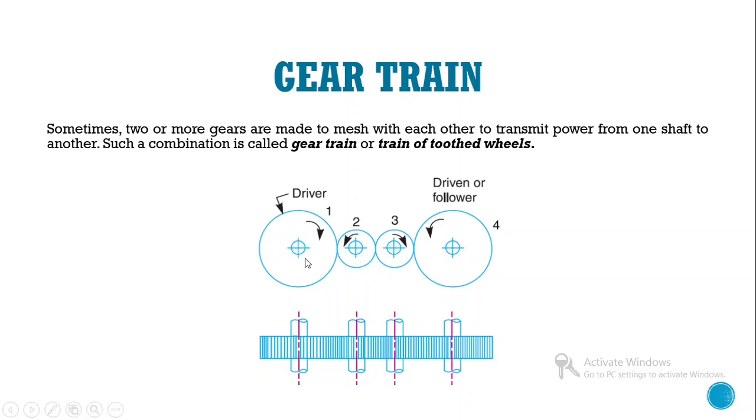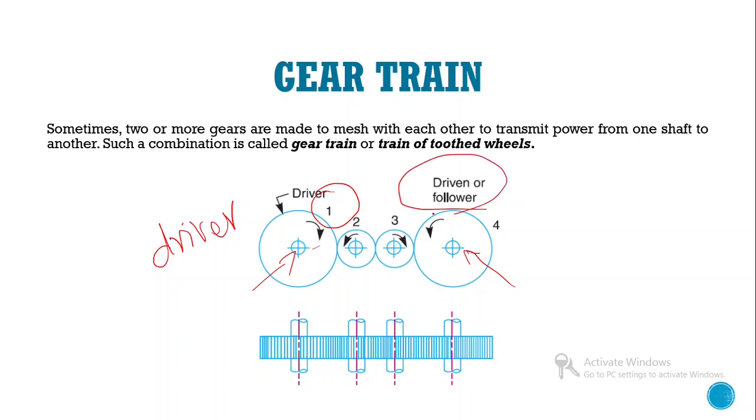Here the first gear is known as the driver gear, and the power from this particular shaft is transmitted to this particular shaft. Here the fourth gear is known as the driven gear or the follower, and the first gear is known as the driver gear, and the last one is known as the driven gear or the follower gear.